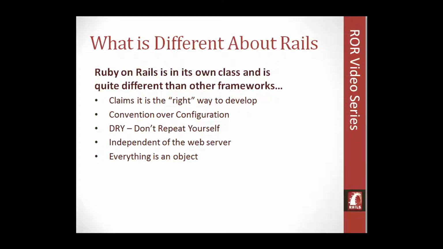Rails runs independent of the web server. Like I said, you can run Rails on multiple types of servers, like Apache. It actually includes its own web server, which is called WebBrick. So you can run a local Rails server on any computer, and you don't need to have WAMP or anything like that. It just runs right on your machine.